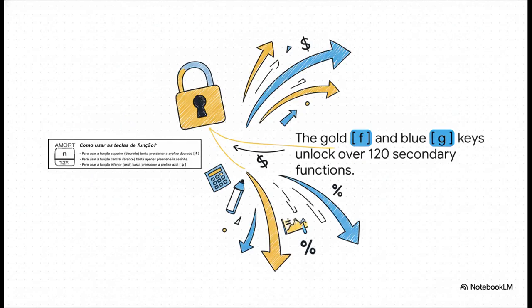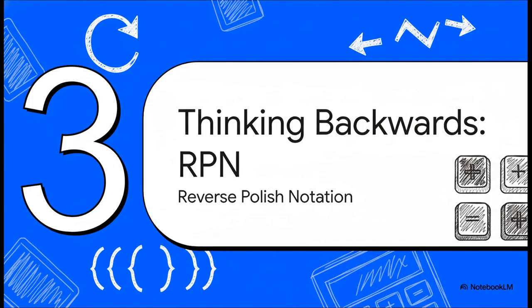So how does it pack so much punch? Well, the main functions, they're printed right on the keys in white. But look closer. You see those commands written in gold above the keys and in blue below them? By pressing that gold F key or the blue G key, you unlock over 120 extra functions. It's an absolute powerhouse. But the real magic of the HP-12C isn't just all the functions it has, it's the way it thinks. It uses a system that, well, it's going to feel a little strange at first, but once you get the hang of it, it is unbelievably fast. It's called Reverse Polish Notation, or RPN for short.